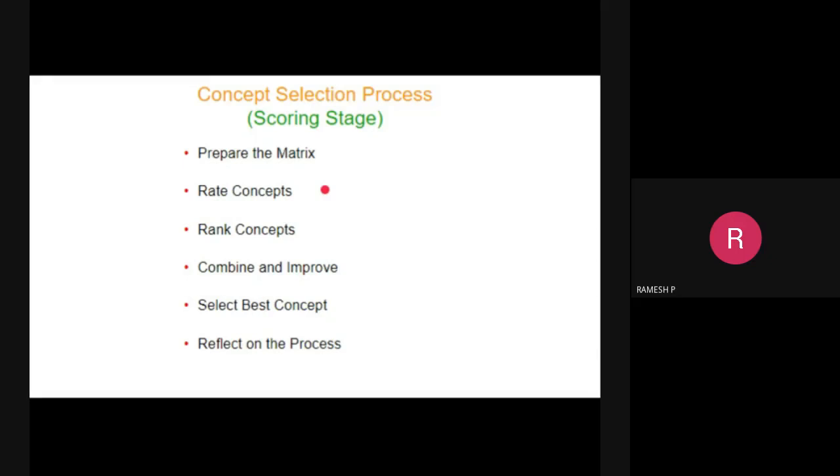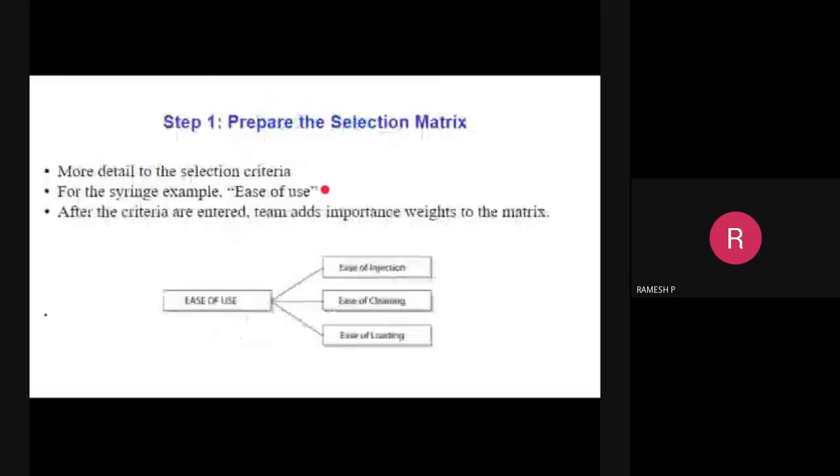Now we will look ahead quickly at the scoring stage. The first step is preparing the selection matrix, which is similar to the screening stage, but the template varies a little. The concepts that have been identified for analysis are entered on the top of the matrix. That is, a new concept which was screened or filtered in the previous stage is further refined in the scoring stage and ranked.